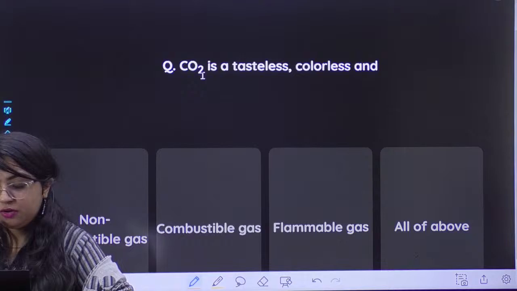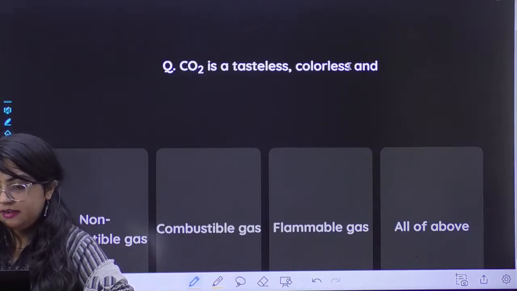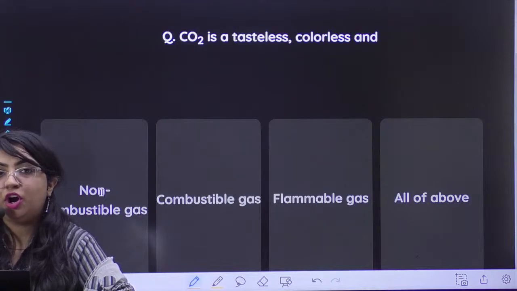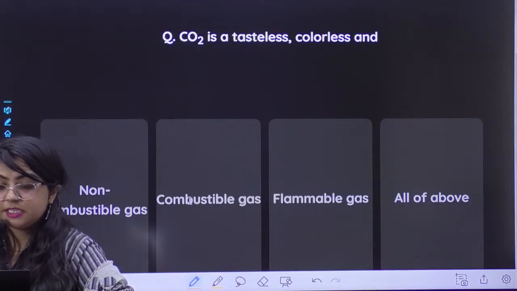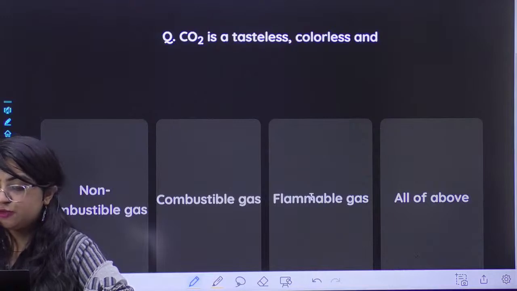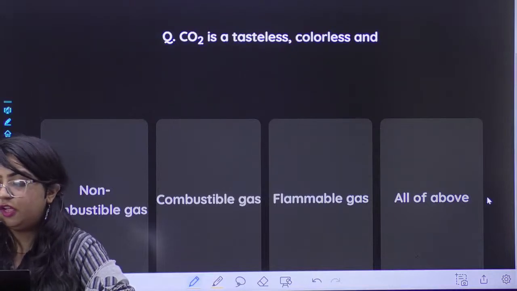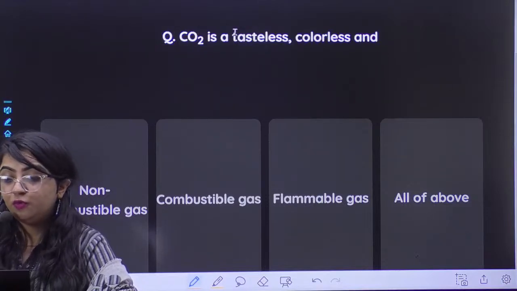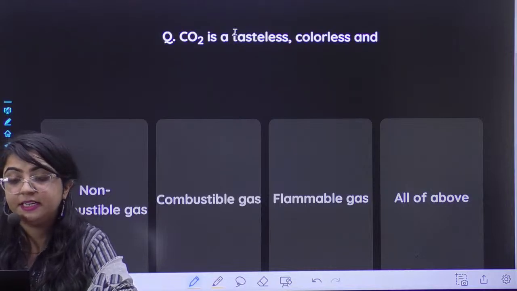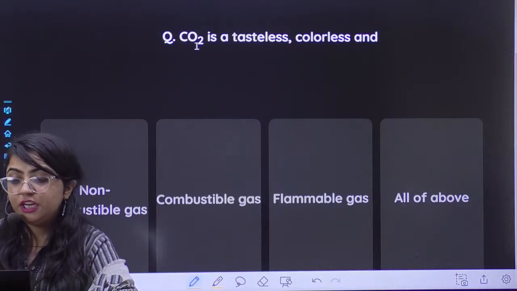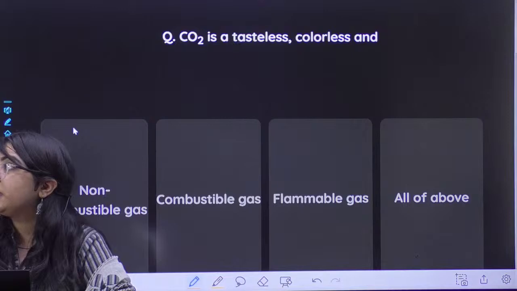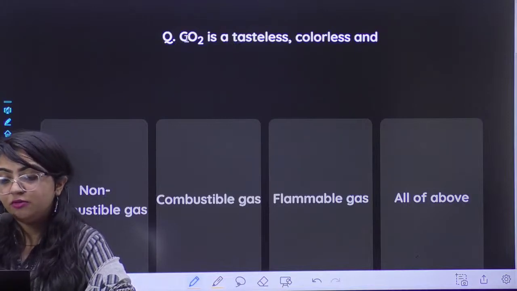CO2, that is carbon dioxide, is a tasteless, colorless, and find the correct option. Option A is non-combustible gas, non-combustible means which will not burn. Option B is combustible gas, option C is flammable gas, and option D is all of the above. They are asking here about CO2. They have given two properties, that it is tasteless and colorless. So we need to find the third most appropriate property of it. Please answer quickly and ask your doubts in the chat box.